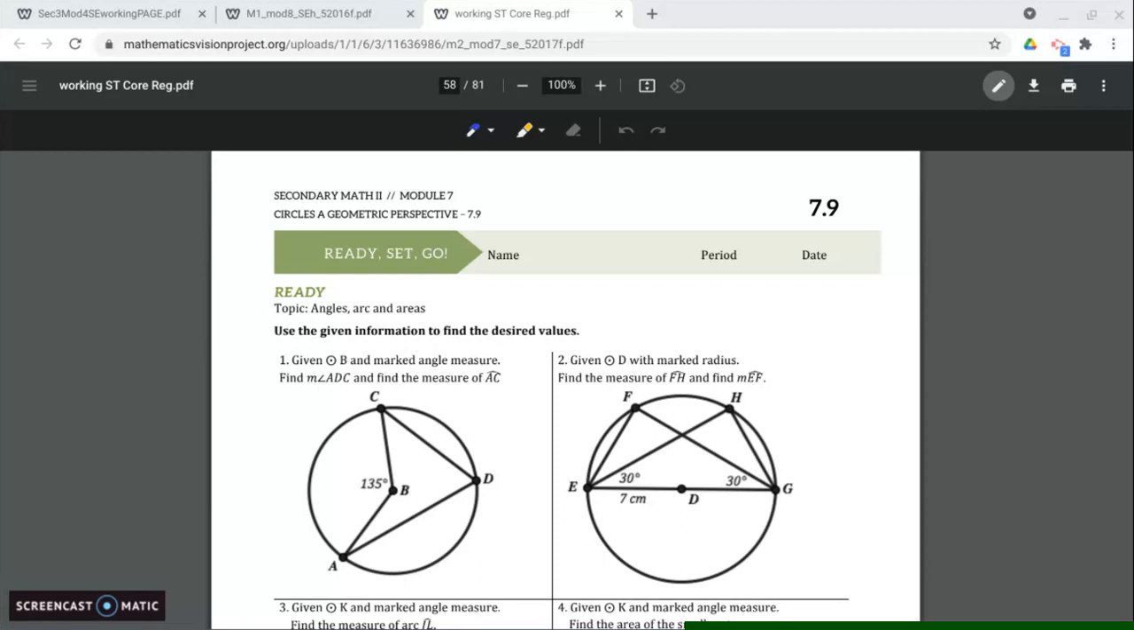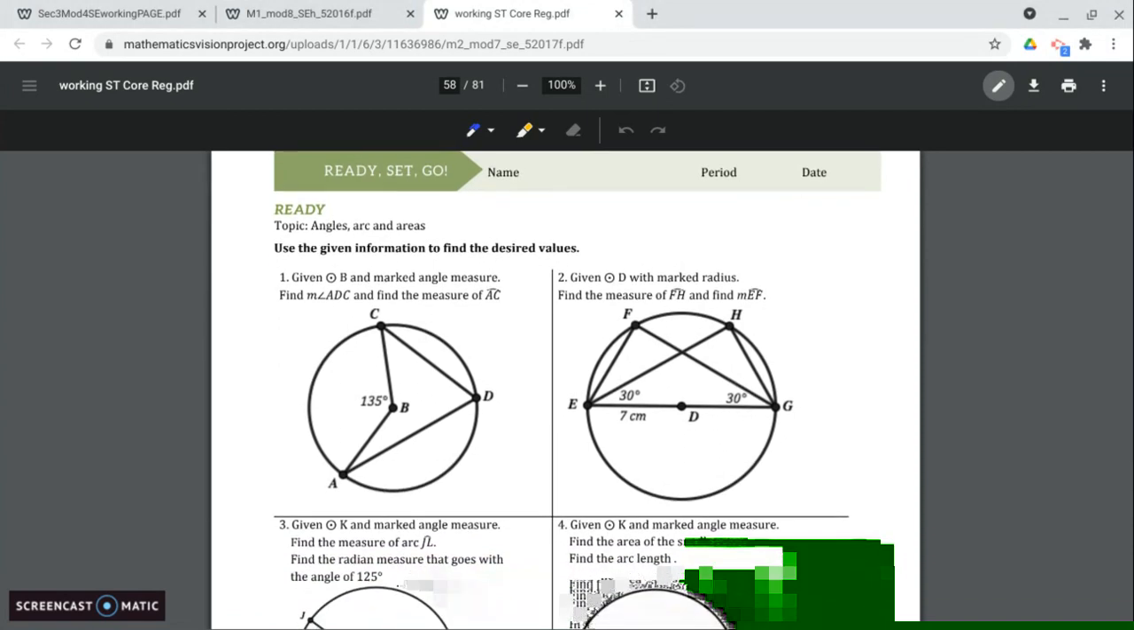So use the given information to find the desired values. What we're looking at here is for number 1, given circle B and marked angle measure, find the measure of angle ADC and find the measure of arc AC. For each of these, you're going to have 2 answers, so make sure you have 2 answers for all of these.